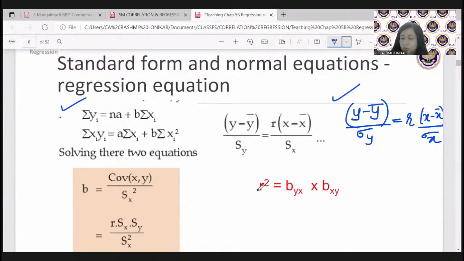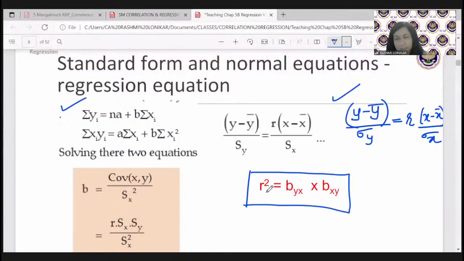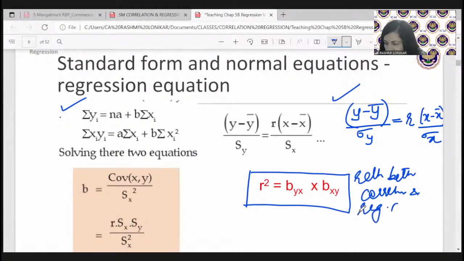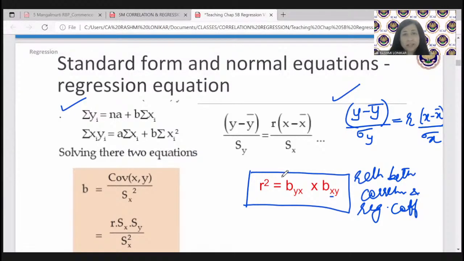Okay. Now you have this very important formula where you can get a direct question, r square. This is the relation between correlation and regression coefficient. So what does it say? R square is equal to byx into bxy. So where is this bxy coming from? We are going to talk about it. I hope you've understood byx. Now let us go to bxy.